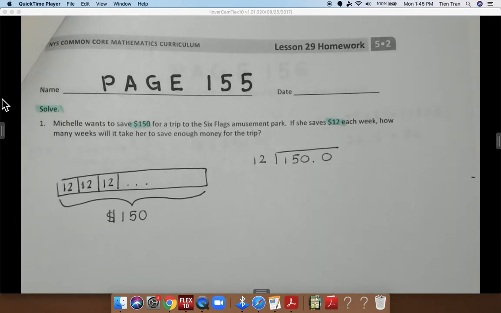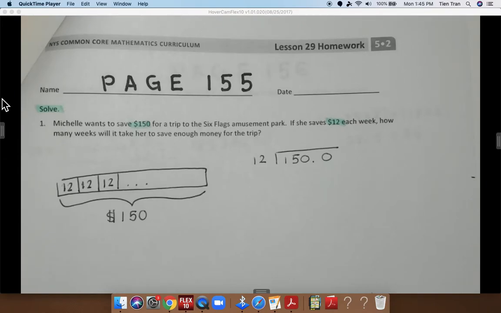So for problem number 1, it says here, Michelle wants to save $150 for a trip to the Six Flags amusement park. If she saves $12 each week, how many weeks will it take her to save enough money for the trip? So the first thing I want to do is visualize and figure out what is the story to this problem. What am I trying to solve? So what is the story?